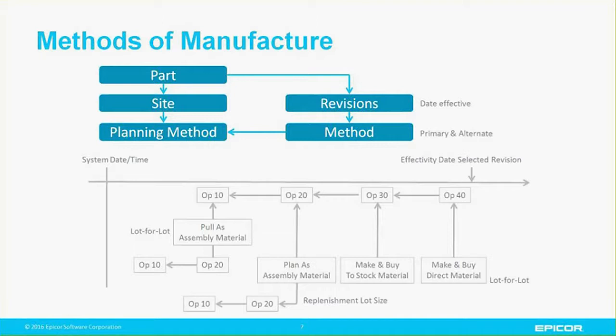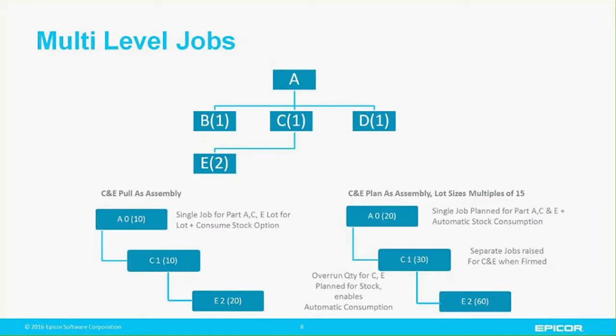For a manufactured used on part, the options are pull as assembly, which means that the planning method of the child part will be incorporated into the parent method on a lot-for-lot basis, or planned as assembly, which works in a similar manner but uses the MRP policy parameters to determine the production quantity for the child sub-assembly. The implication of pull and planned as assembly flags is that MRP II will raise a multi-level job.